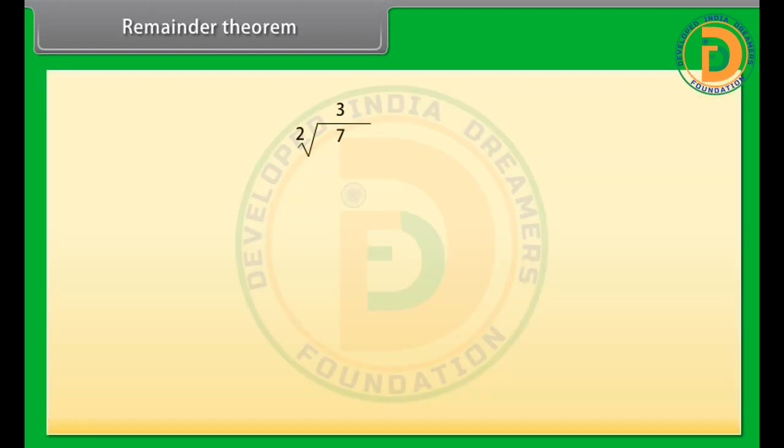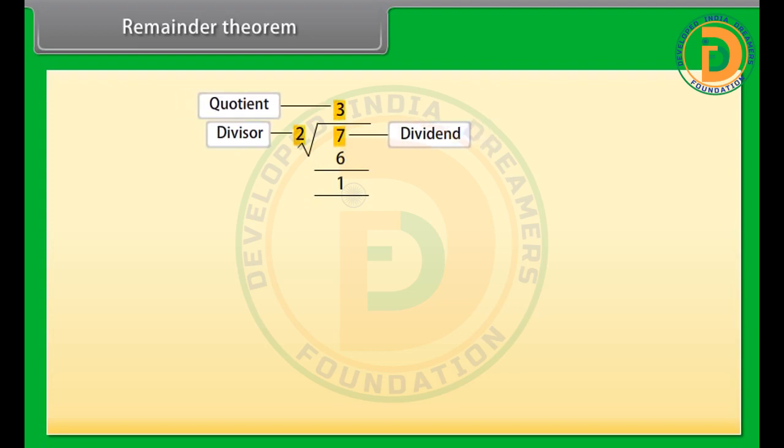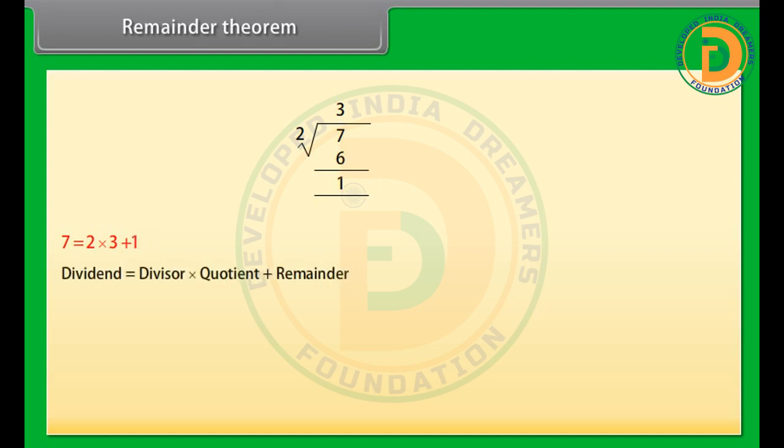Remainder theorem. We remember doing division in arithmetic. For example, 7 divided by 2 equals 3 with the remainder 1. Each part of the division has names: dividend, divisor, quotient, and remainder, which can be rewritten as a sum like this. Dividend is equal to divisor into quotient plus remainder. Similarly, we can divide polynomials.